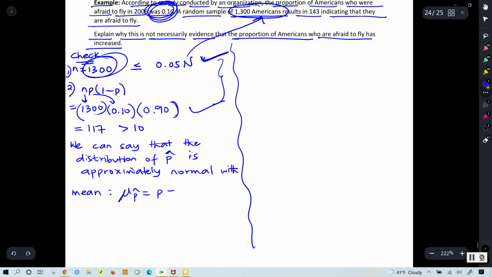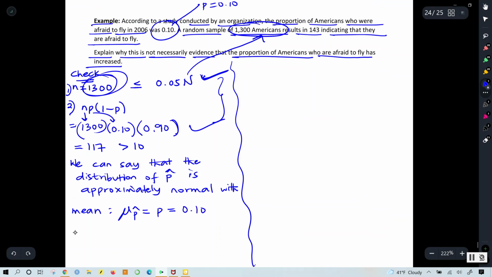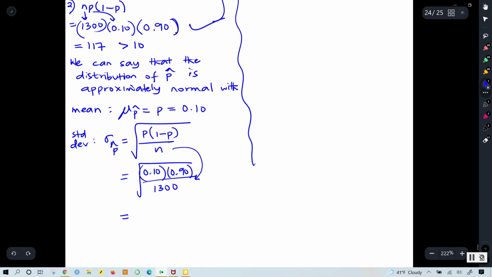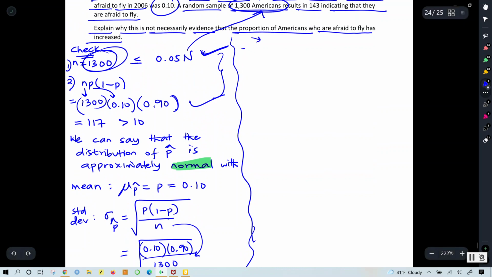with the mean of P hat equal to exactly P. Our P in this case is the proportion, 0.10, and the standard deviation of P hat is the square root of P times 1 minus P all over N. That will be the square root of 0.10 times 0.90, which is 1 minus 10%, divided by N. Our N is 1,300. And this is equal to 0.00832.